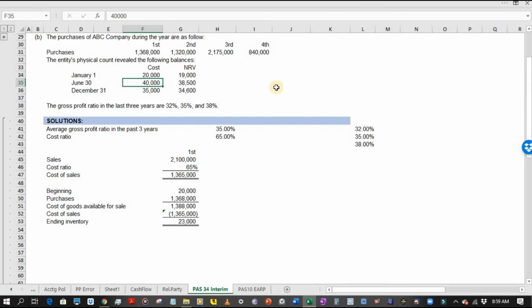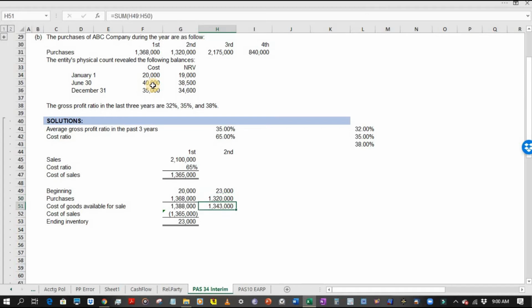And also based on this information, the 40,000 pesos inventory counted as of this date has a net realizable value of 38,500 pesos. Of course, inventory must be valued in each reporting date at the lower of cost and net realizable value. So to start the computation of the cost of sales for the second quarter, let us begin with the beginning inventory of 23,000 pesos. Of course, the 23,000 pesos beginning inventory is the ending inventory that we have estimated at the end of the first quarter.